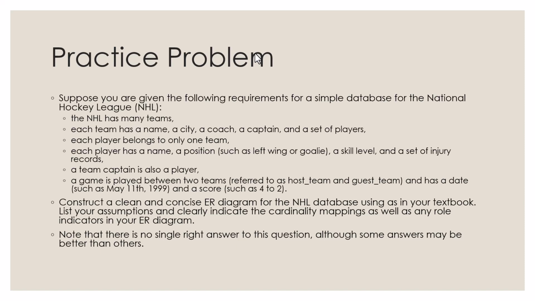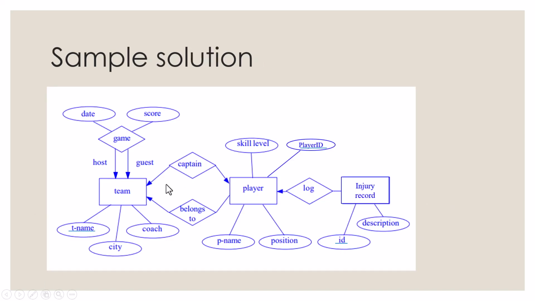Okay, let's go over it. Yours may not look the same as this one, and that's fine. There are multiple right answers. So we have team being an entity set, player, and injury record. A lot of you might have had injury record as an attribute. And then we have game being a relationship. We have captain belongs to.